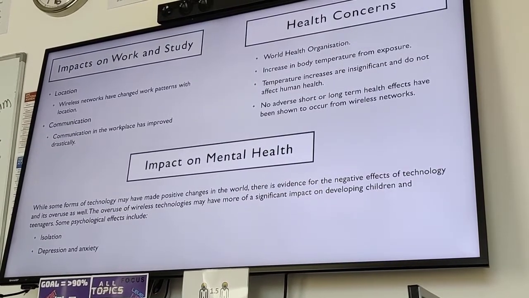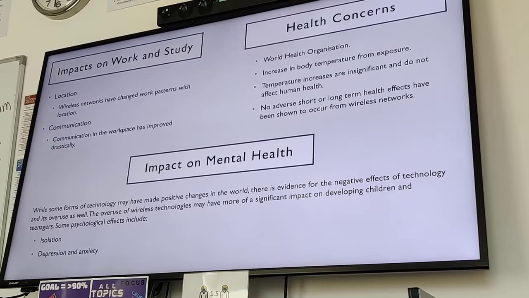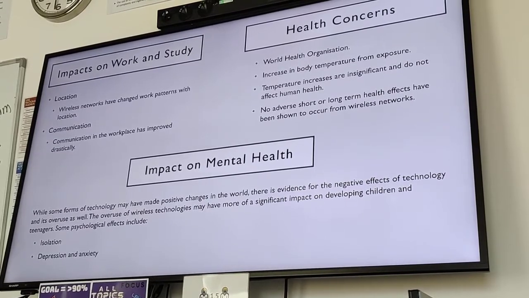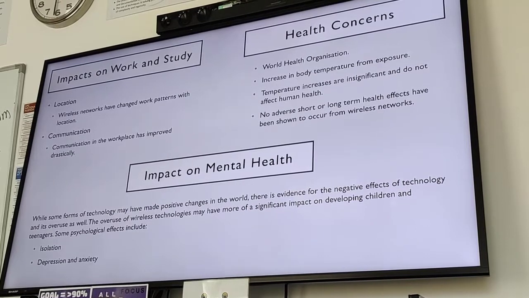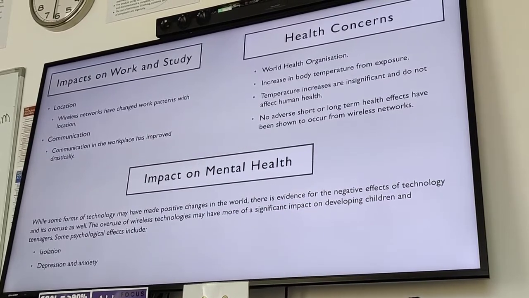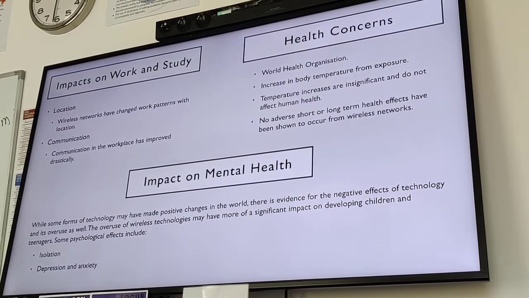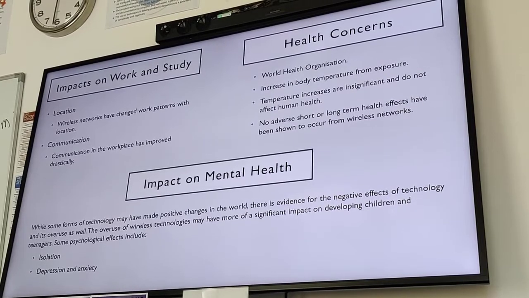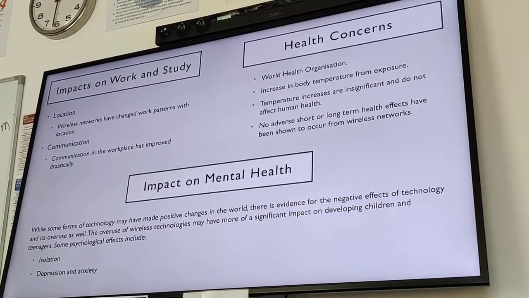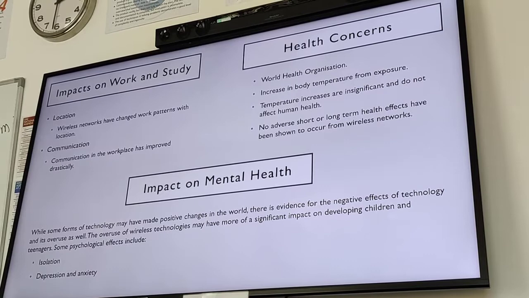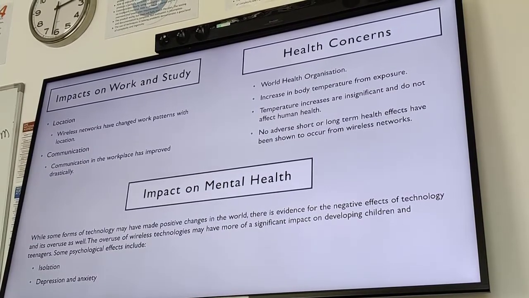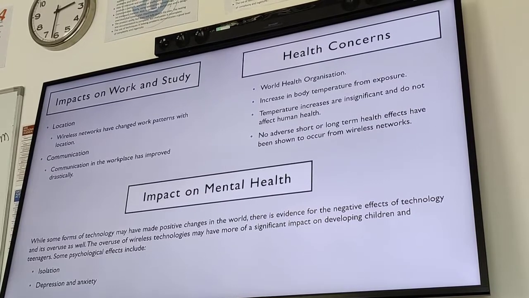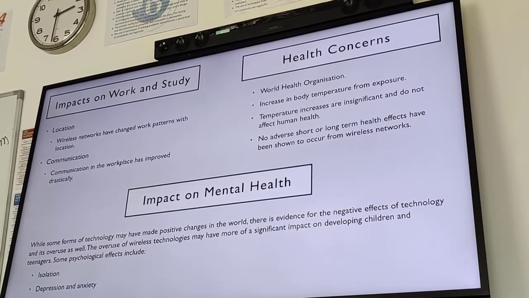And so, impact of wireless networks on work and study patterns. One example where wireless networks have changed work patterns is with location, as it has gotten rid of the need to have a dedicated workplace. Now it is easier than ever for employees to work from home, which proves to be useful during the current events with COVID-19. By doing this, it has made life much easier for the majority of people by allowing them to do their job without having to commute every day.